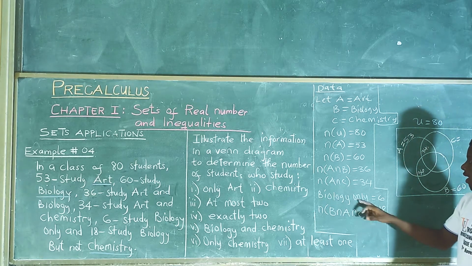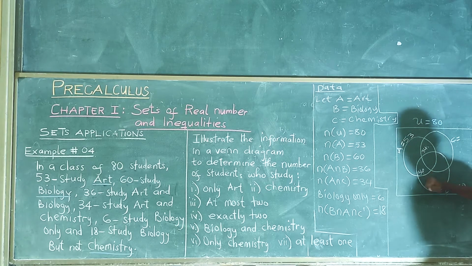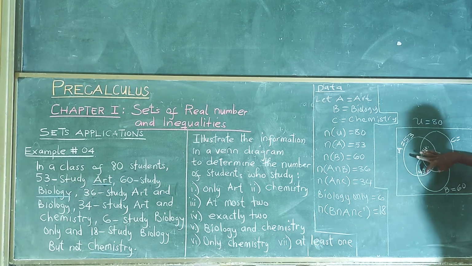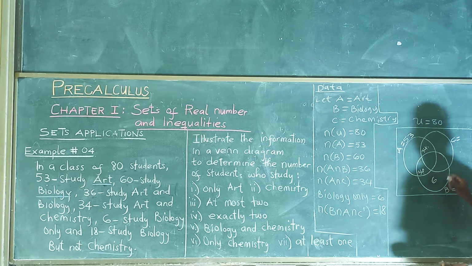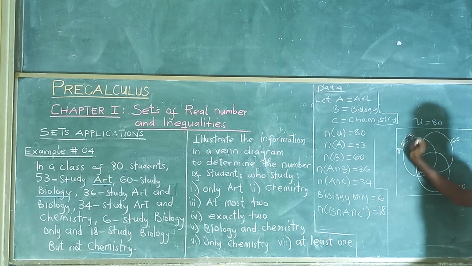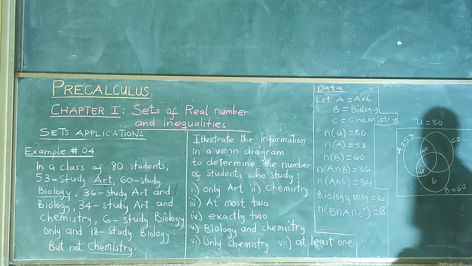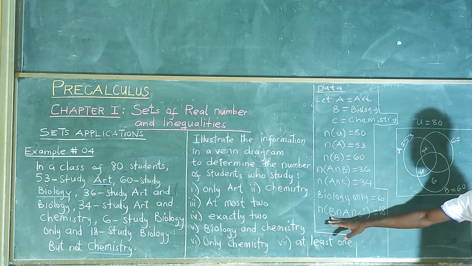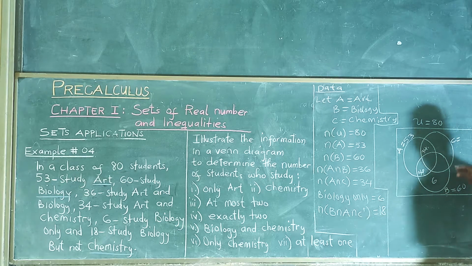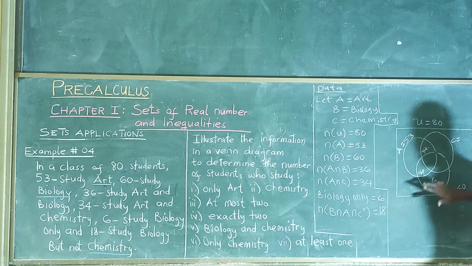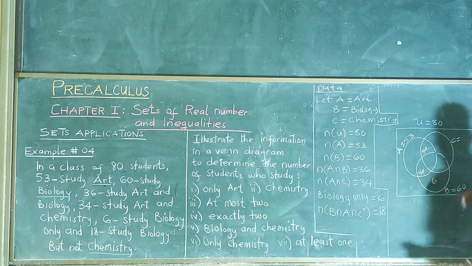And the number of students who study biology only. Biology only is going to be here, because it's outside the circles of art or chemistry. This is chemistry only, and this is art only. Now, the number of students who study biology but not chemistry will be in here. They study biology, so it will be here, but they do not study chemistry, so chemistry will be outside. It will be right here. This is the region of those who study biology but not chemistry.